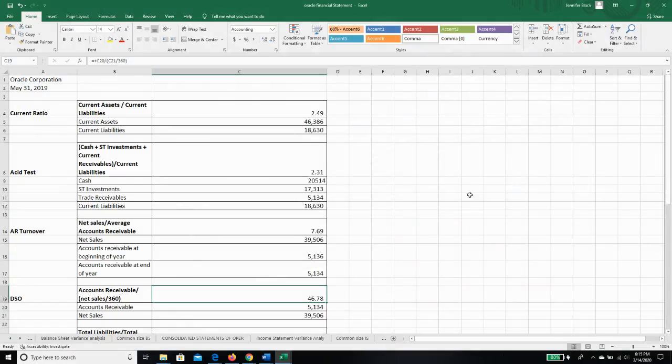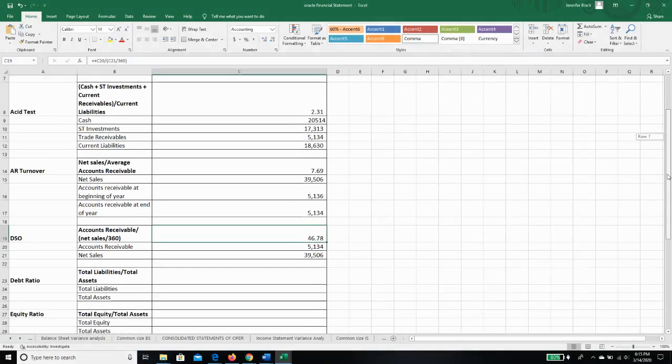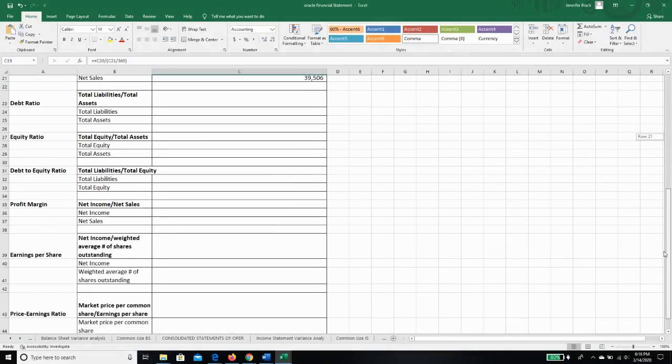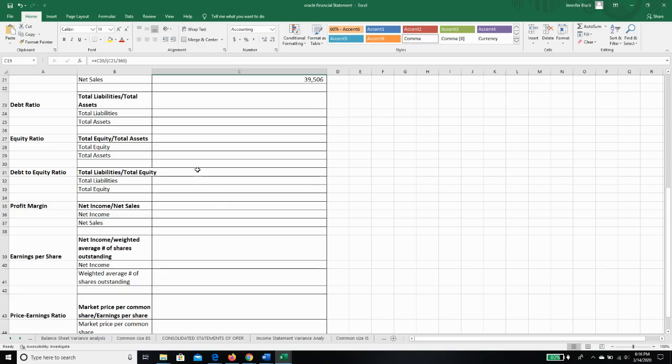Okay, so here we are, and I'm going to just scroll down so we see our solvency ratios. And there's three of them: the debt ratio, the equity ratio, and the debt to equity ratio. We'll start with the debt ratio, and that tells us how much of our total assets have been committed already to pay off debt. So we're going to start with total liabilities.